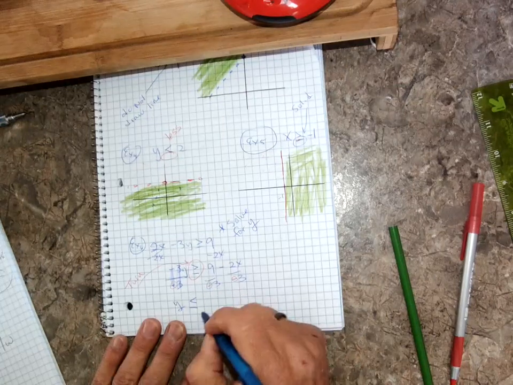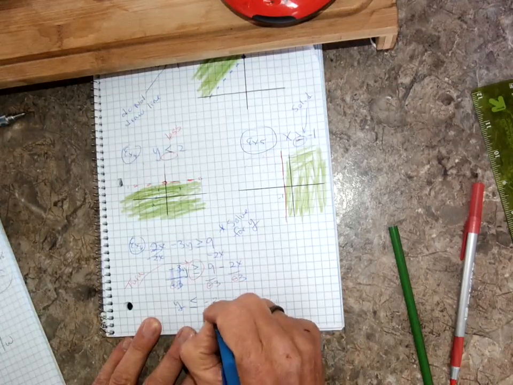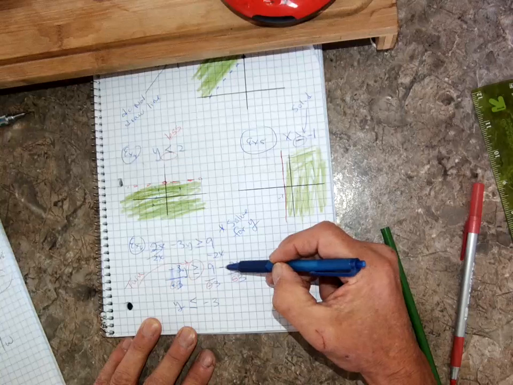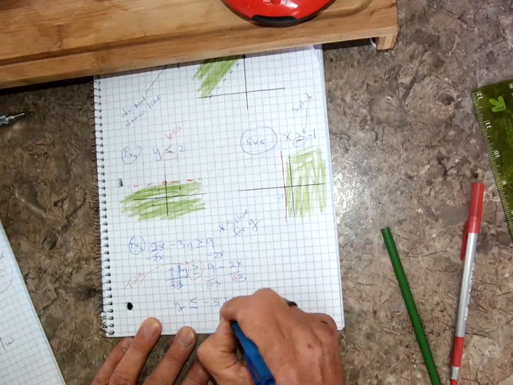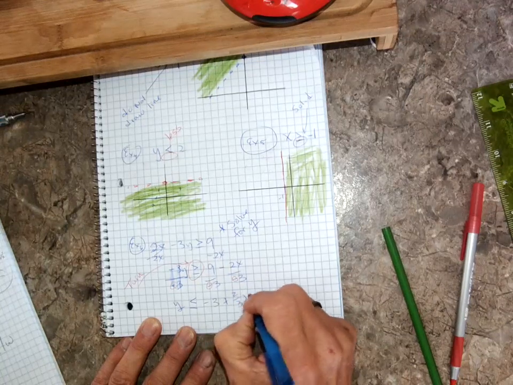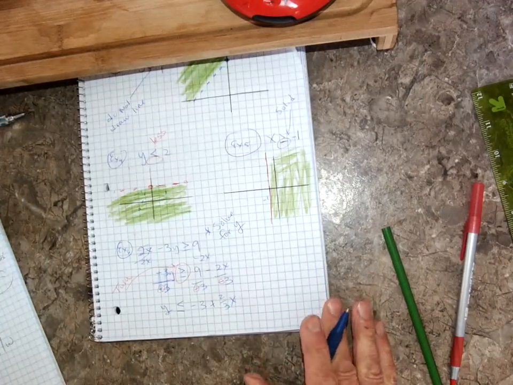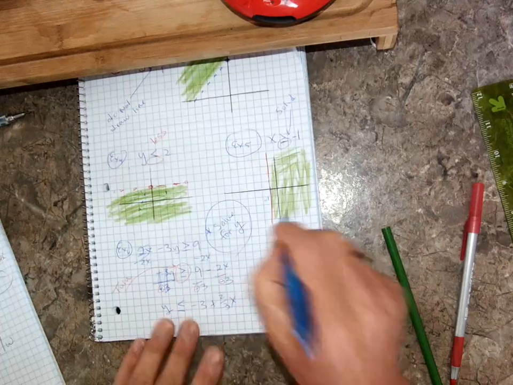I got to turn the sign because I divided by a negative. 9 divided by -3 is -3. And this is going to be my slope. I'm going to have a positive, because negative divided by negative is positive 2/3 x. Now, we did all of that. We solved for y. Now we're ready to graph it.